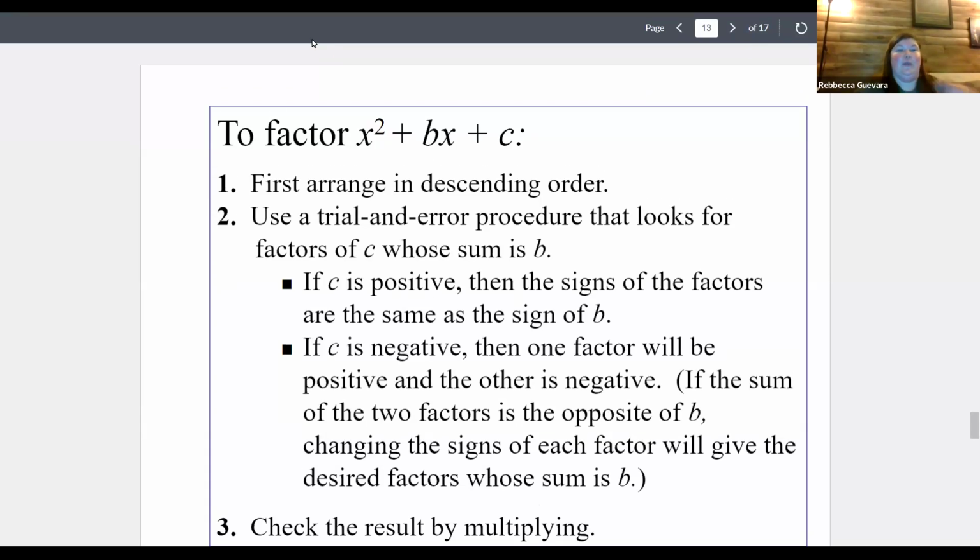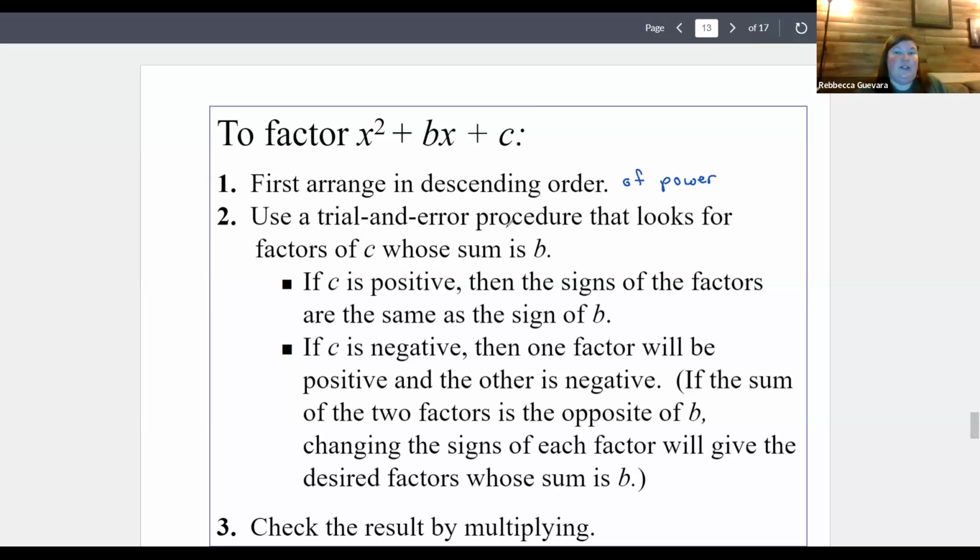You always want to arrange in descending order of the power. I should have said descending there. So what they mean is that you want to make sure that x squared goes first, then the x, then the term without the x.